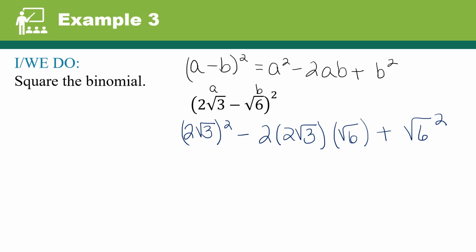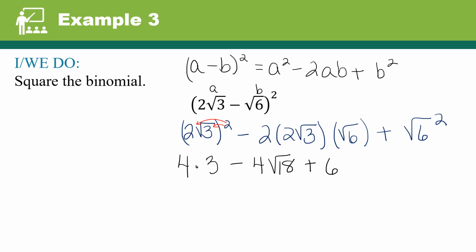Remember that when we square with the power, it goes to each factor. So 2 squared is 4. Square root of 3 squared is 3. Minus 2 times 2 is 4. Square root of 3 times the square root of 6 is the square root of 18. And then plus square root of 6 squared is 6.